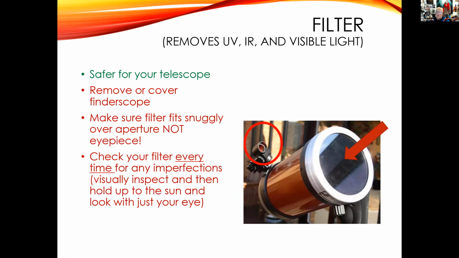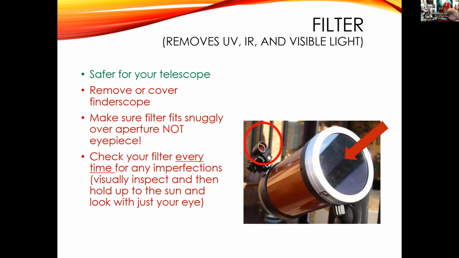Back in the 70s, there were some cheap refractors that were sold with eyepiece filters that were supposedly to look at the sun. Some of them failed. Some people lost eyesight. A solar filter goes on the front of the telescope and prevents the light from entering in the first place. And you must check your filter every single time for any imperfections.